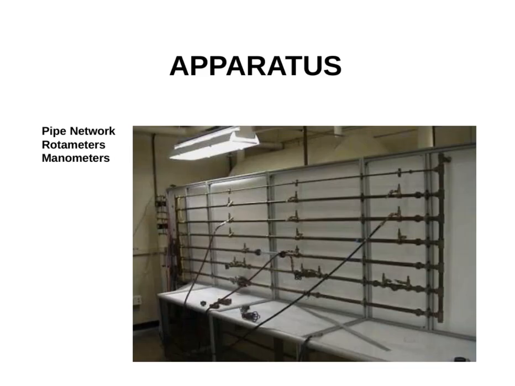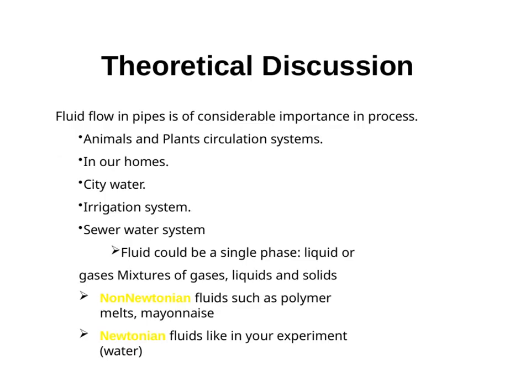Here, we see the key apparatus involved in our setup: pipe networks, rotometers, and manometers. Each plays a vital role in measuring and controlling fluid flow. The pipe network directs the flow, the rotometers give us precise flow rates, and the manometers measure pressure differences. Together, they form the backbone of our experimental system, letting us observe and analyze fluid dynamics in action.